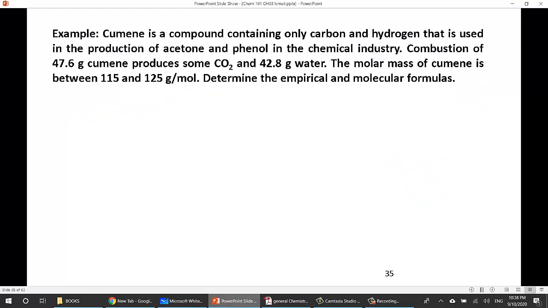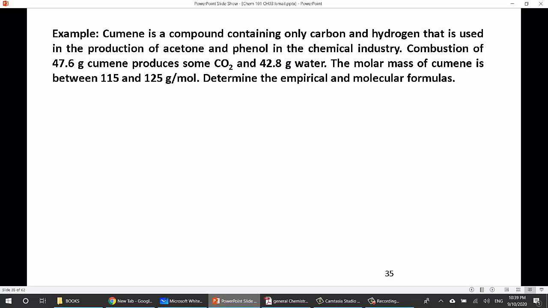To practice this, I have another question here that says cumene is a compound containing only carbon and hydrogen. This is an easier question because the sample has only carbon and hydrogen, and there is no oxygen, which makes our life a little bit easier. So cumene is used in the production of acetone and phenol in the chemical industry.